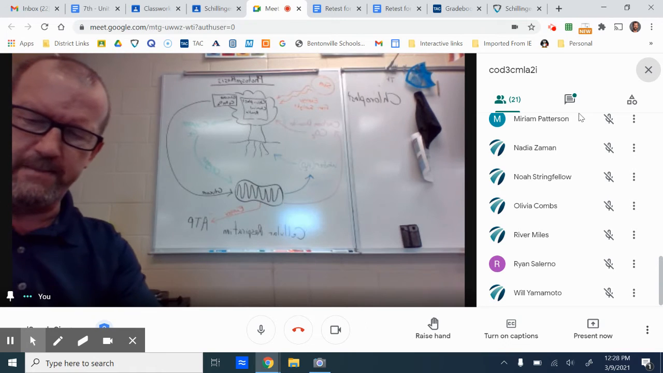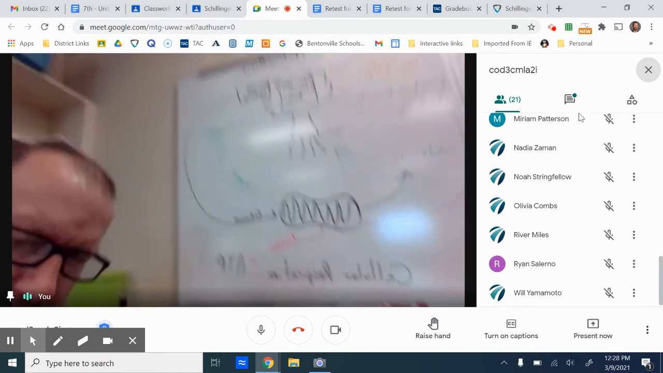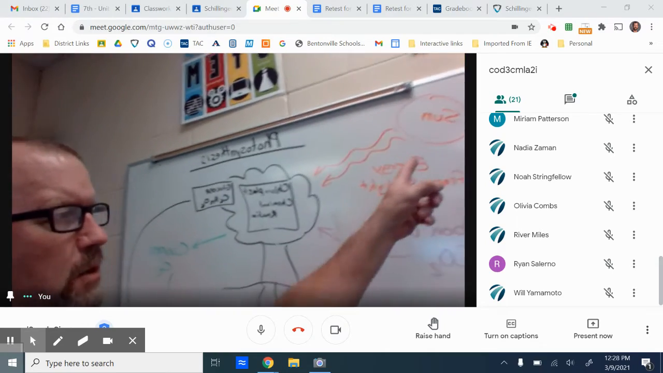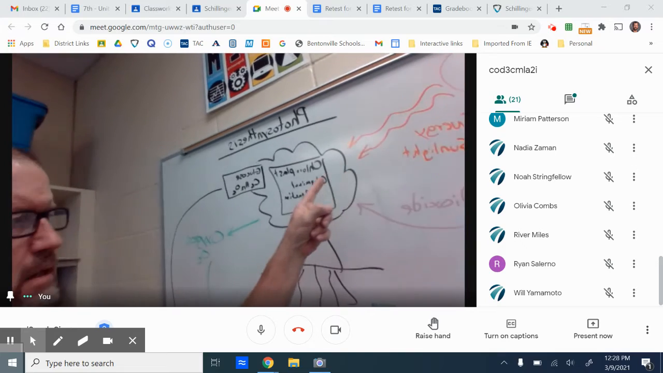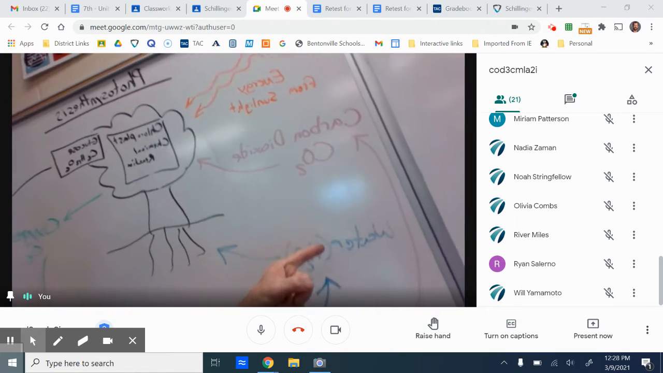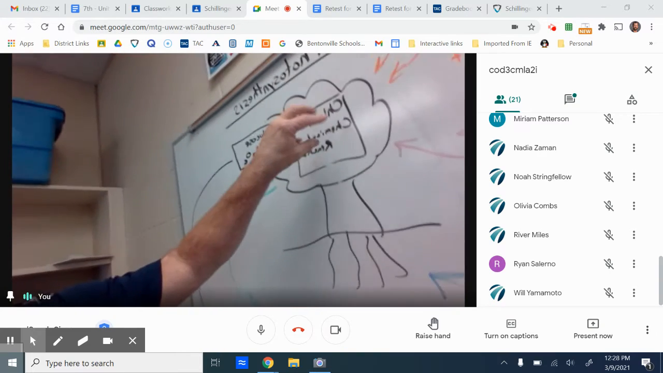Now, what happens is this. So I'm going to move the camera so we can kind of see a little bit better. So up here, we have energy from the sun comes into the chloroplast. It takes carbon dioxide and water. They all go to the chloroplast.